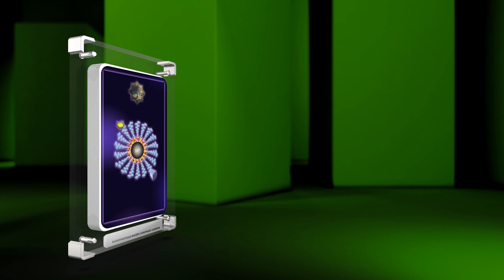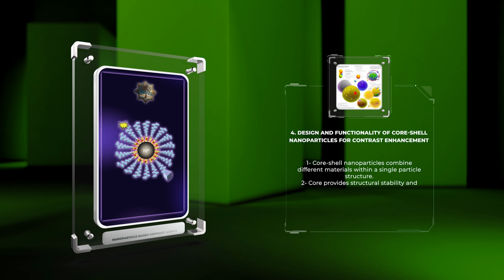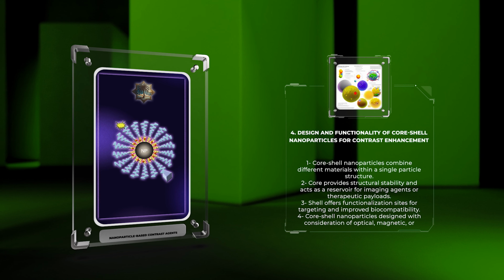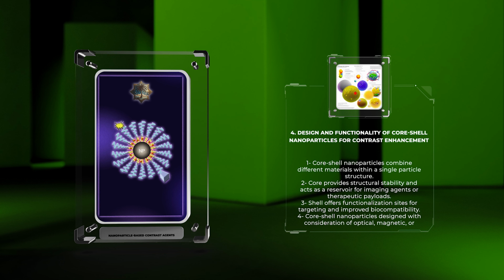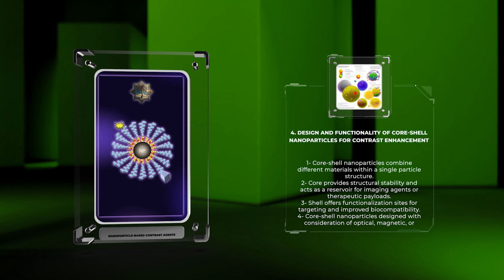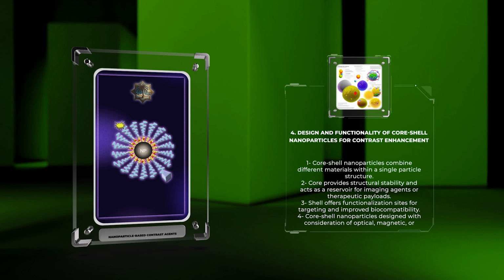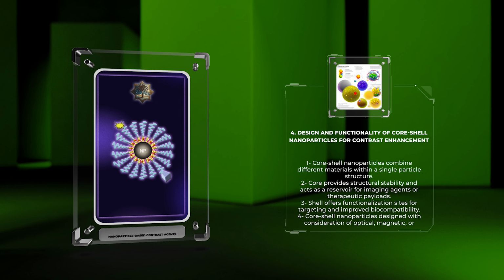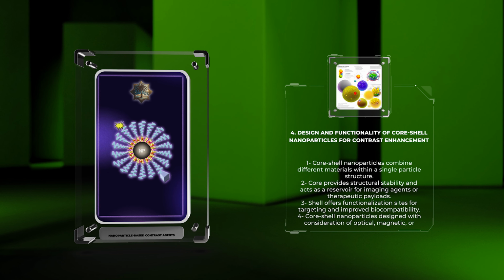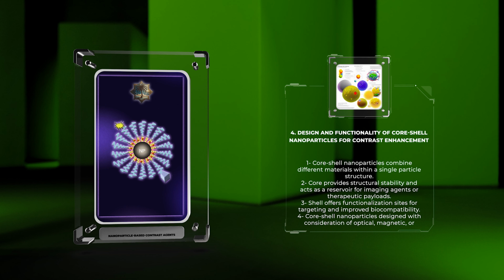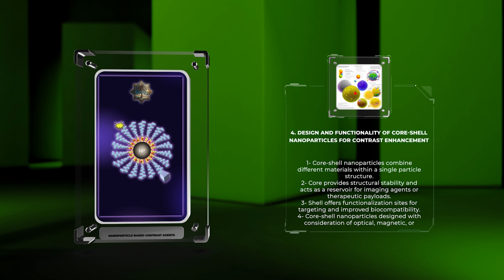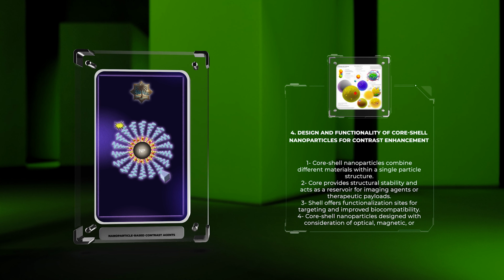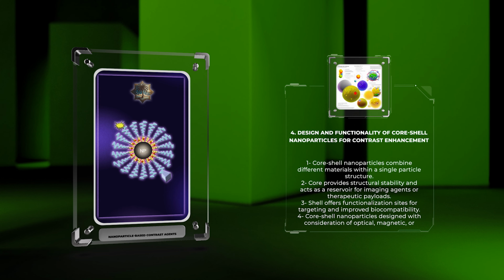Core shell nanoparticles exhibit exceptional contrast-enhancing properties by combining different materials within a single particle structure. The core provides structural stability and acts as a reservoir for imaging agents or therapeutic payloads, while the shell offers functionalization sites for targeting and improved biocompatibility. The design of core shell nanoparticles involves careful selection of materials, considering their optical, magnetic, or radioactive properties. These nanoparticles allow simultaneous imaging using multiple modalities, providing complementary information for accurate diagnosis.